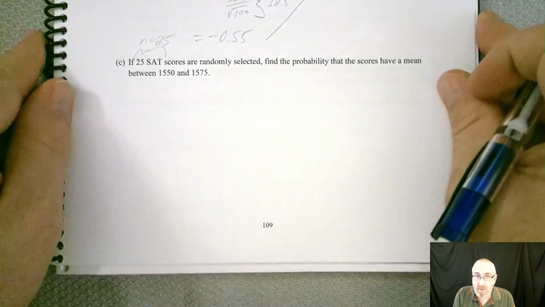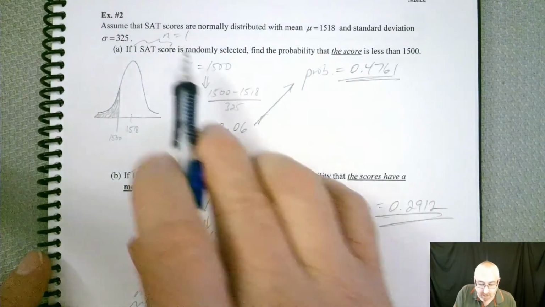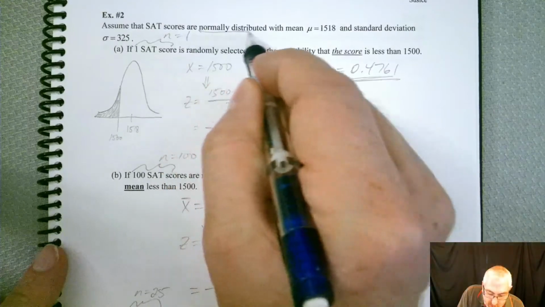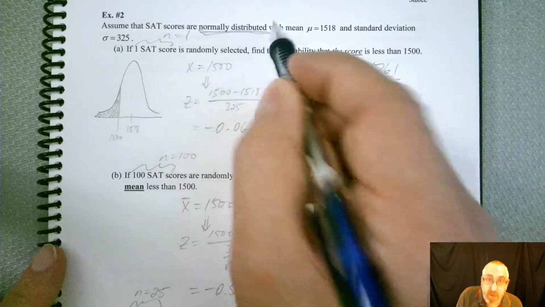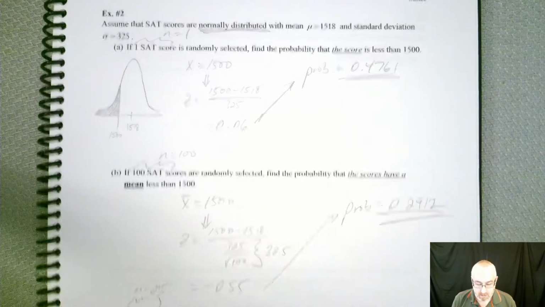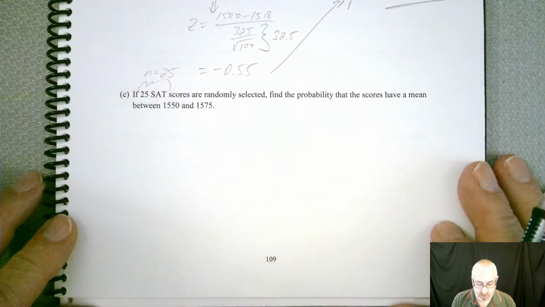Well, let's go back to the top. What did they tell us? Assume that SAT scores are normally distributed. So the population was normally distributed to begin with. And if it's normally distributed to begin with, it doesn't matter what n is. It could be small or it could be large, and that should still give us a normal distribution. So we're fine. So even though it's small, we can still apply the central limit theorem.